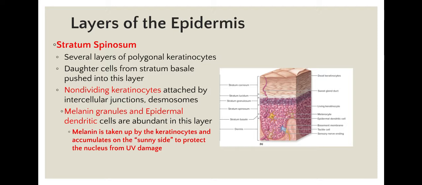And here we will see melanin granules, and epidermal dendritic cells are very abundant. And those melanin granules are getting taken in by the keratinocytes and they accumulate on the top or sunny side layer. And really, the main job of melanin is to protect the nucleus of the skin cells from ultraviolet light.